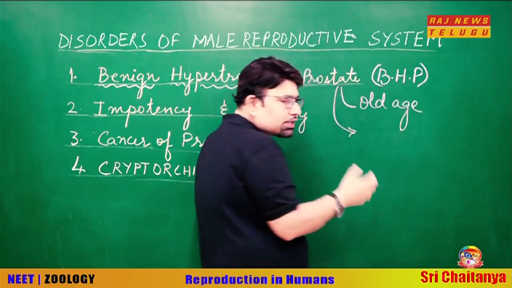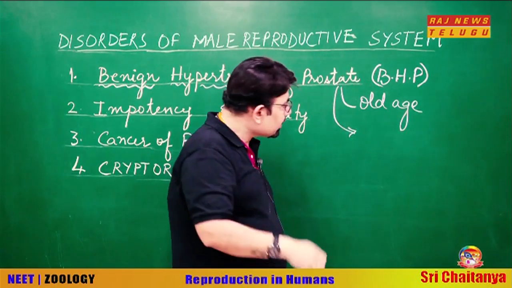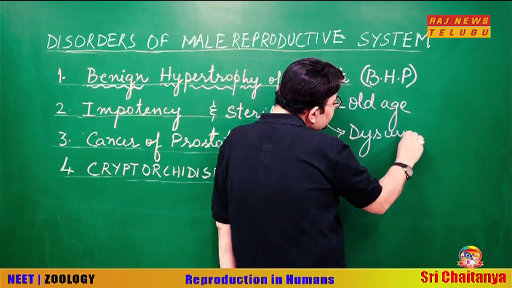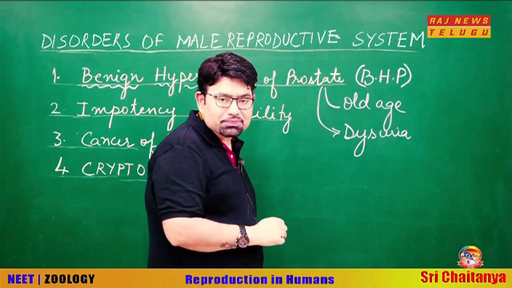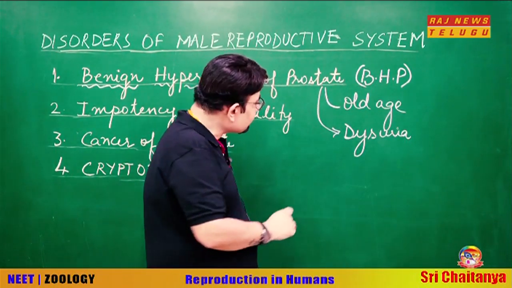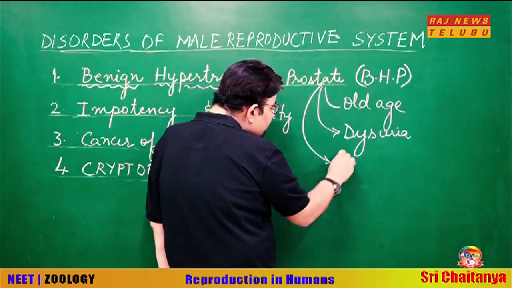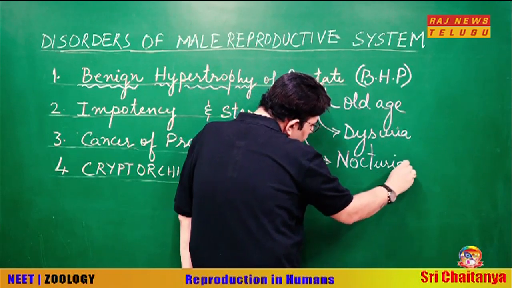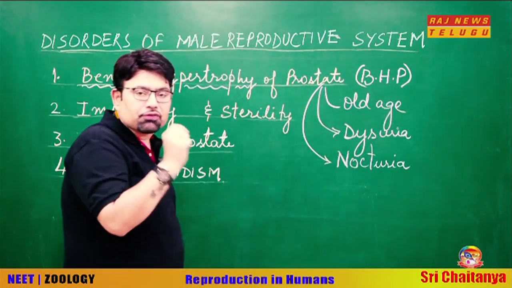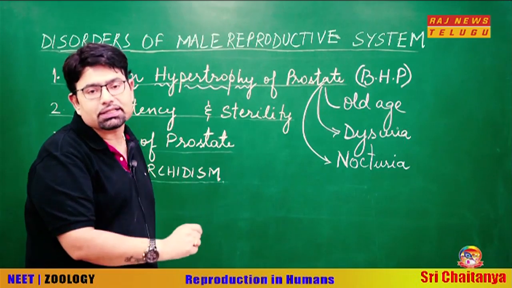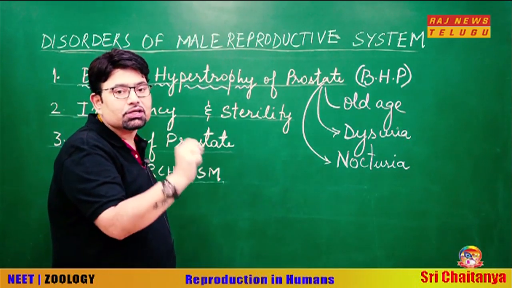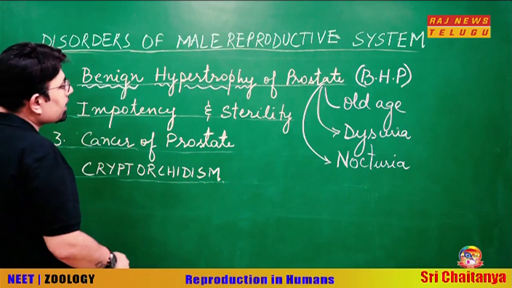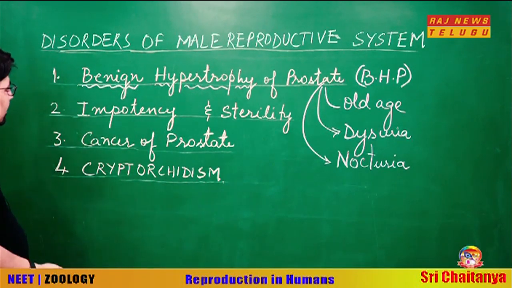It compresses the urethra, so it causes dysuria. Dysuria means difficult urination. It also causes nocturia, which means frequent urination in the night. And benign hypertrophy of prostate is common in old age.